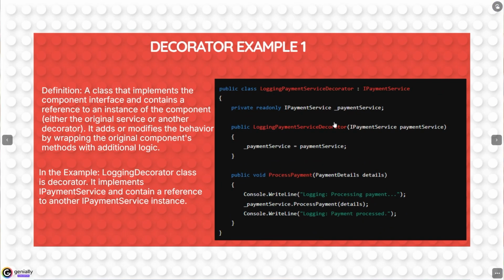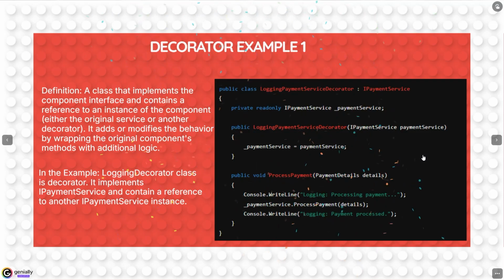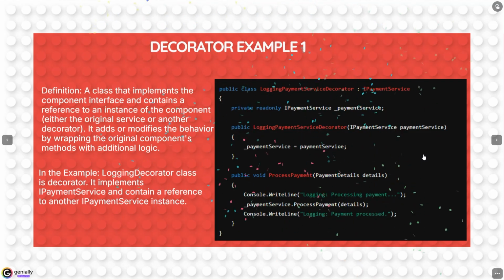Let's take a look at the Decorator example. It's a class that implements the component interface and contains a reference to an instance of the component. It adds or modifies the behavior by wrapping the original component's methods with additional logic. So in the example, the logging decorator class is the decorator. It implements IPaymentService and contains a reference to another IPaymentService instance.